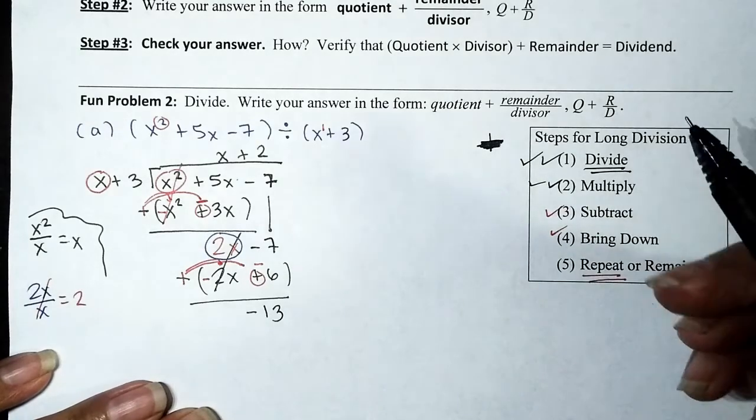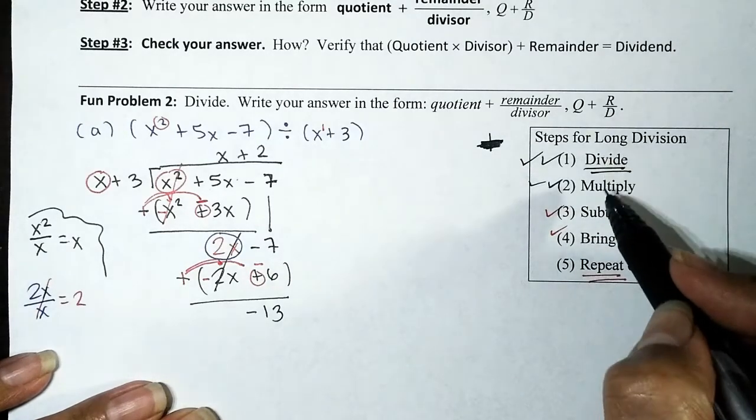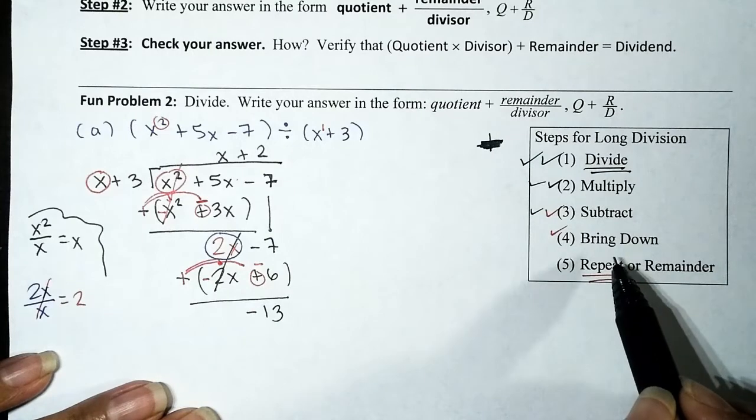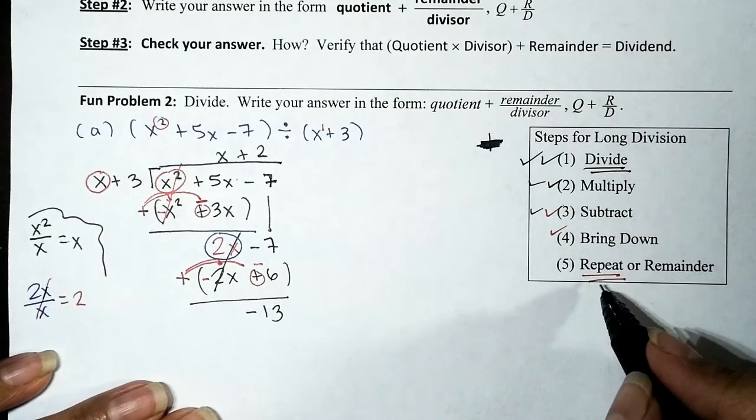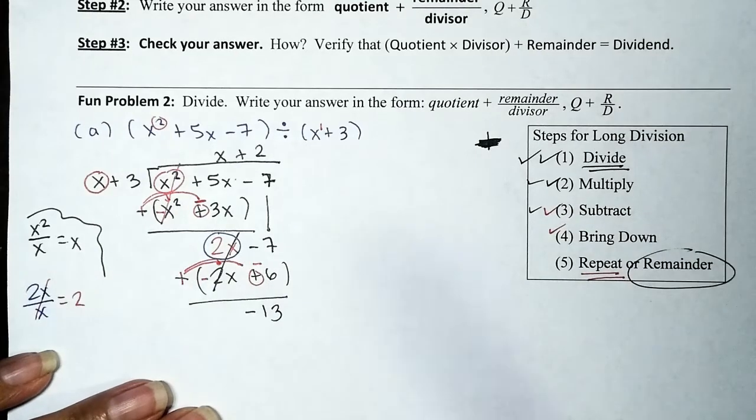So steps to long division: divide, multiply, subtract. If there's another digit, bring it down. There's no other digit, so there's nothing to repeat. So now we're going to go ahead and list the remainder.